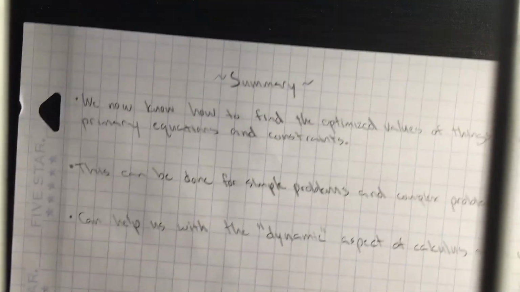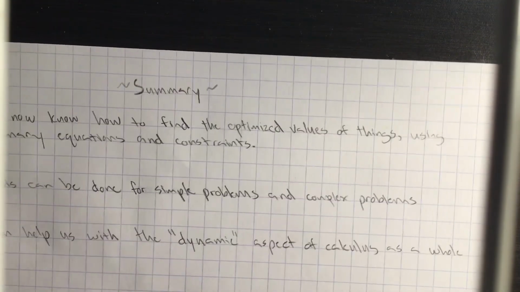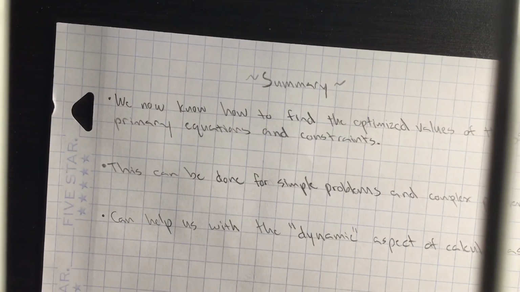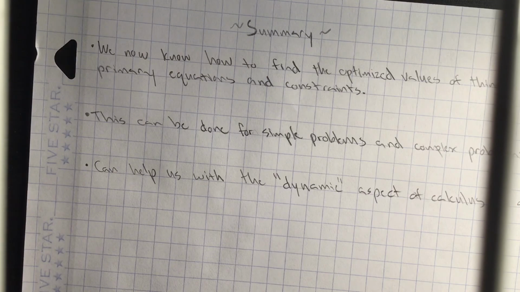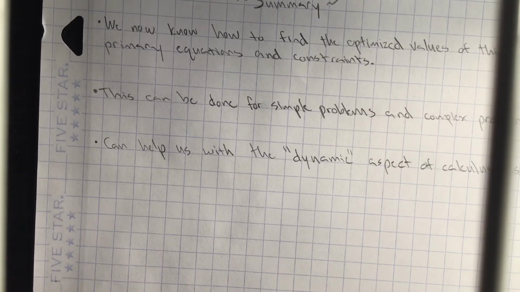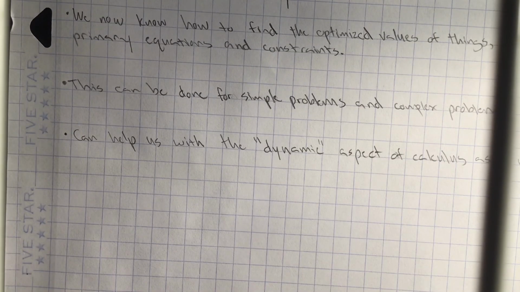So, in conclusion, we now know how to find optimized values of things using primary equations and constraints. Those things make our lives a lot easier. This can be done for simple problems as well as complex problems with moving parts, like the last one when we had a square and a circle. This can, in essence, help us with the dynamic aspect of calculus as a whole, because calculus is unlike algebra and other things, because it's almost moving, and in a sense, we didn't know the optimum values, but we were able to find them out.